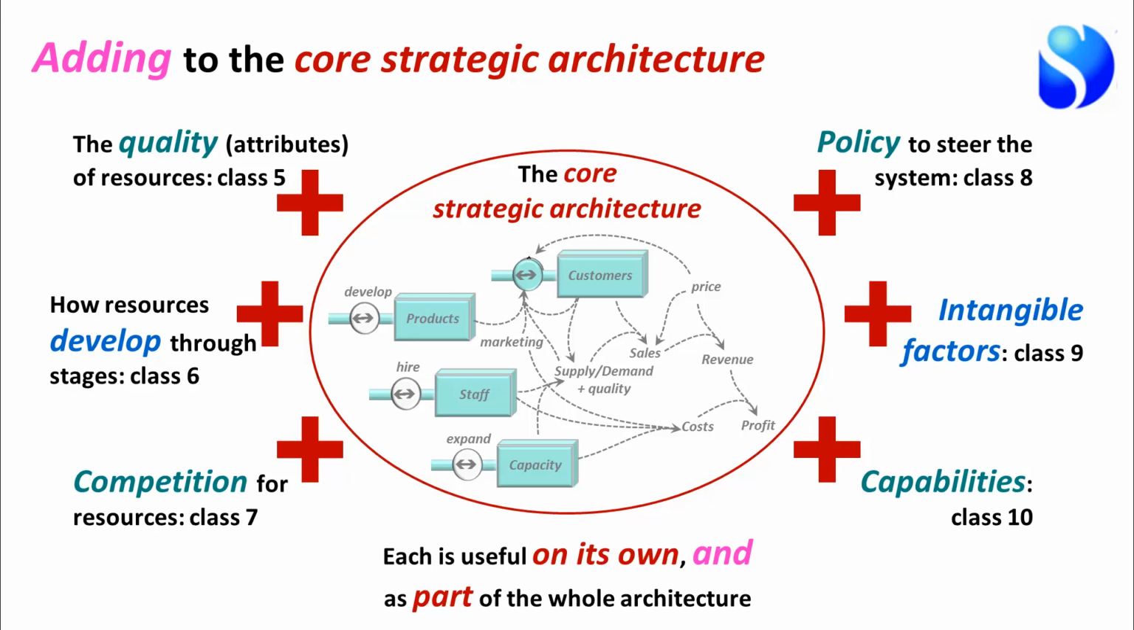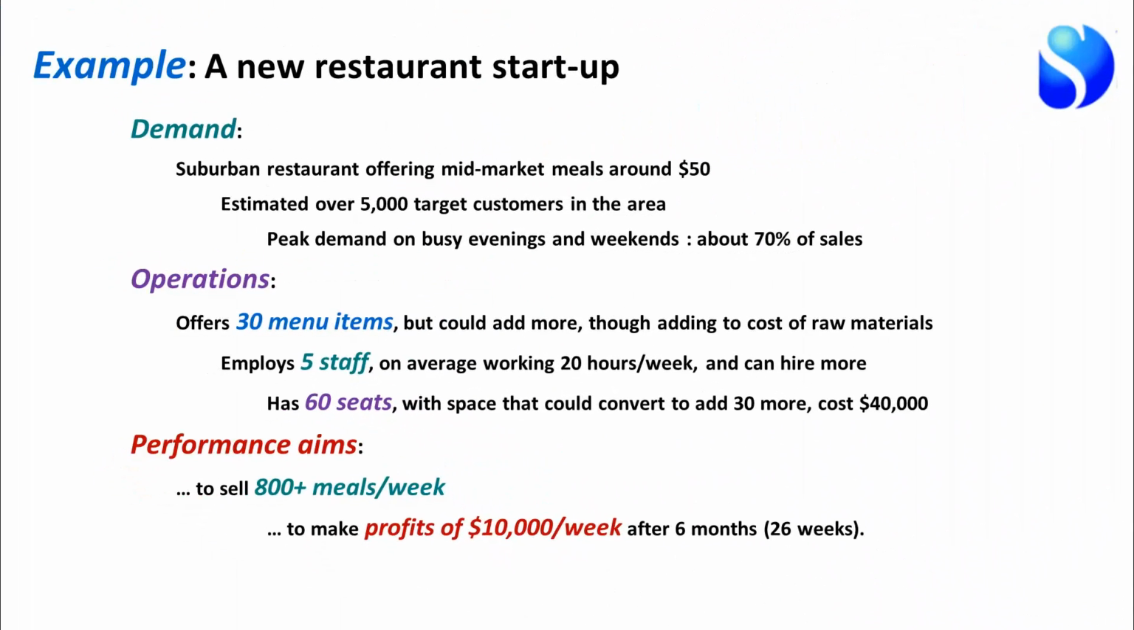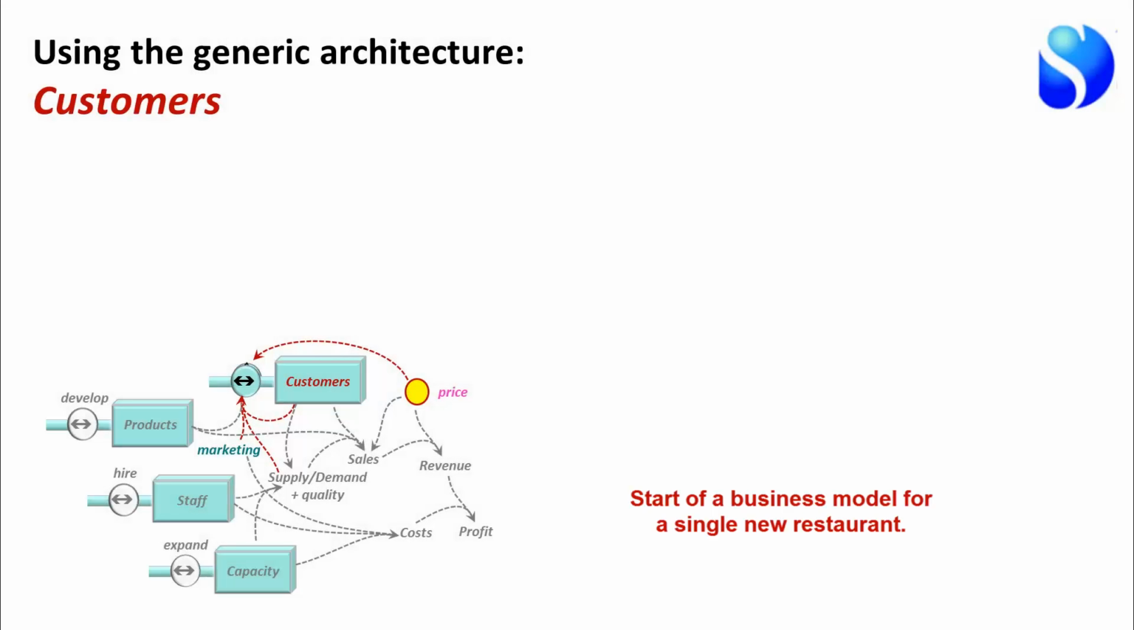So let's just start with a short extract from class 4, which talks about this idea of the core strategic architecture. And we're going to look at how this business runs over 26 weeks. That's the first 6 months of operations. First of all, this relationship between price, customers won, marketing, and so on.